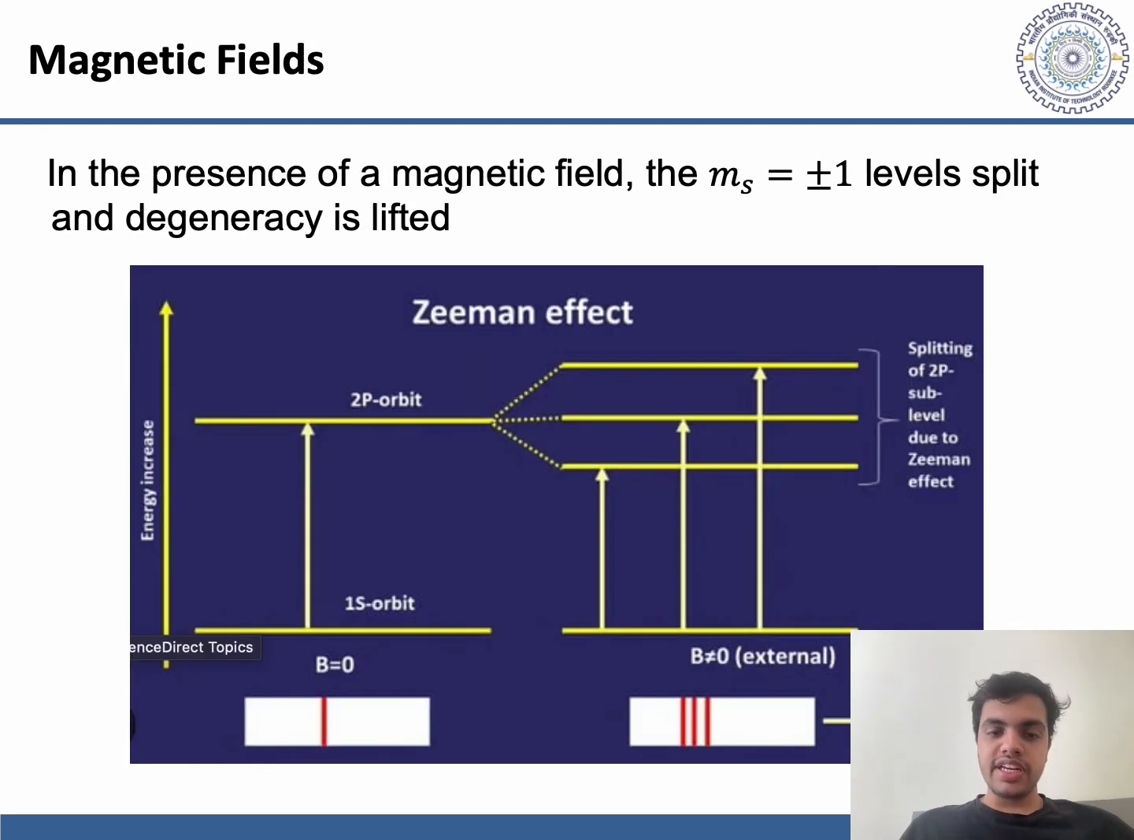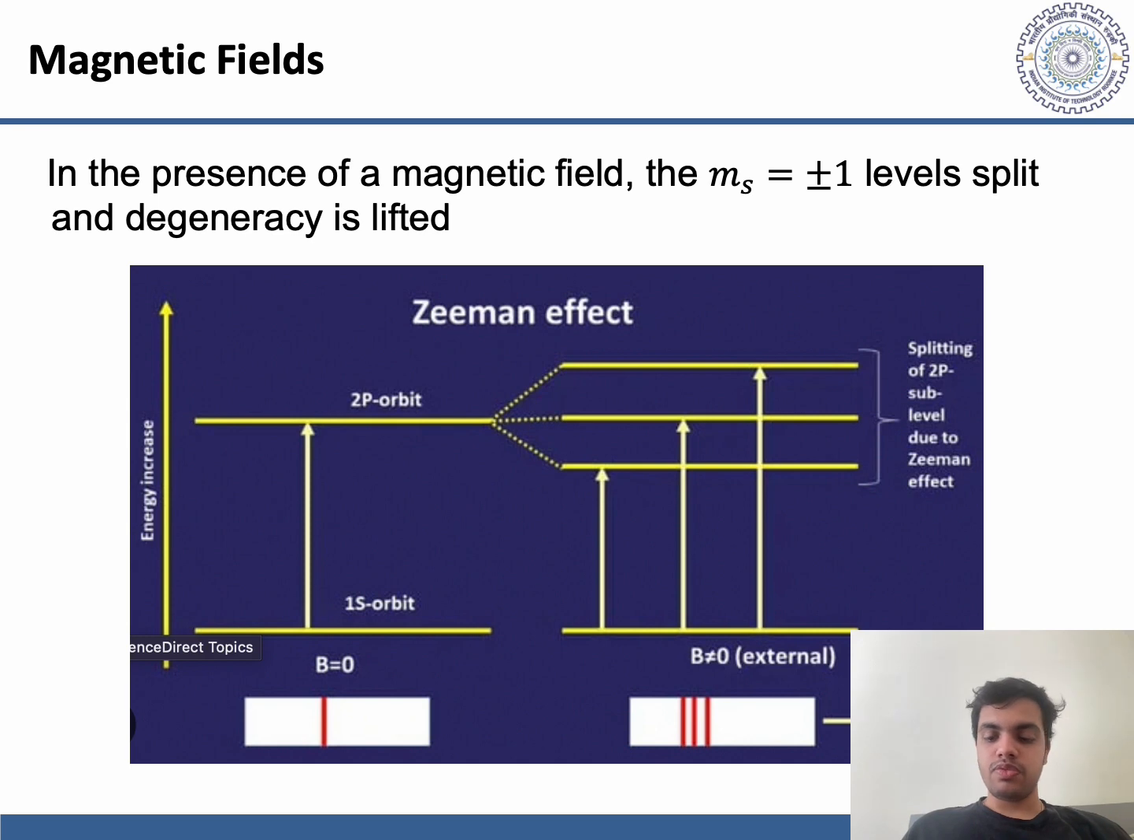So now we have all the ingredients to do magnetic field sensing. In the presence of a magnetic field, the ms equals plus minus 1 states, which were originally degenerate, also split. This is due to an effect called the Zeeman effect, which is I hope very common and everyone knows about it. Depending on the direction of the magnetic field, one of the levels would go to a higher energy and the other would go to a lower energy, and the degeneracy of this ms equals plus minus 1 state is lifted.